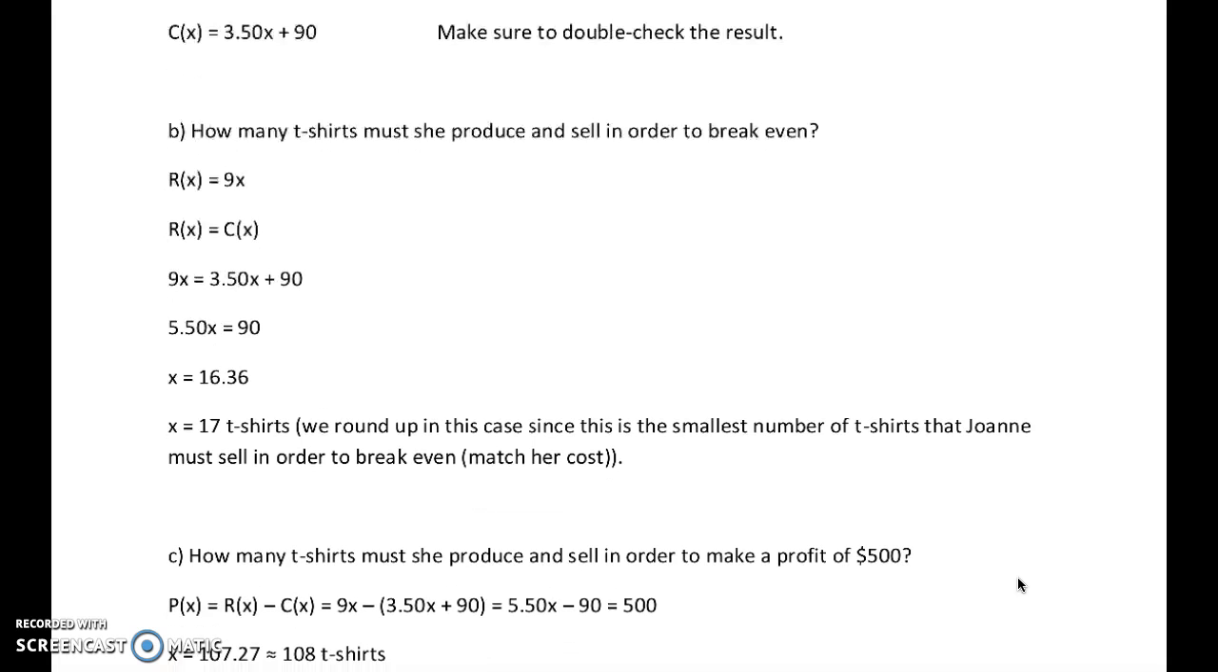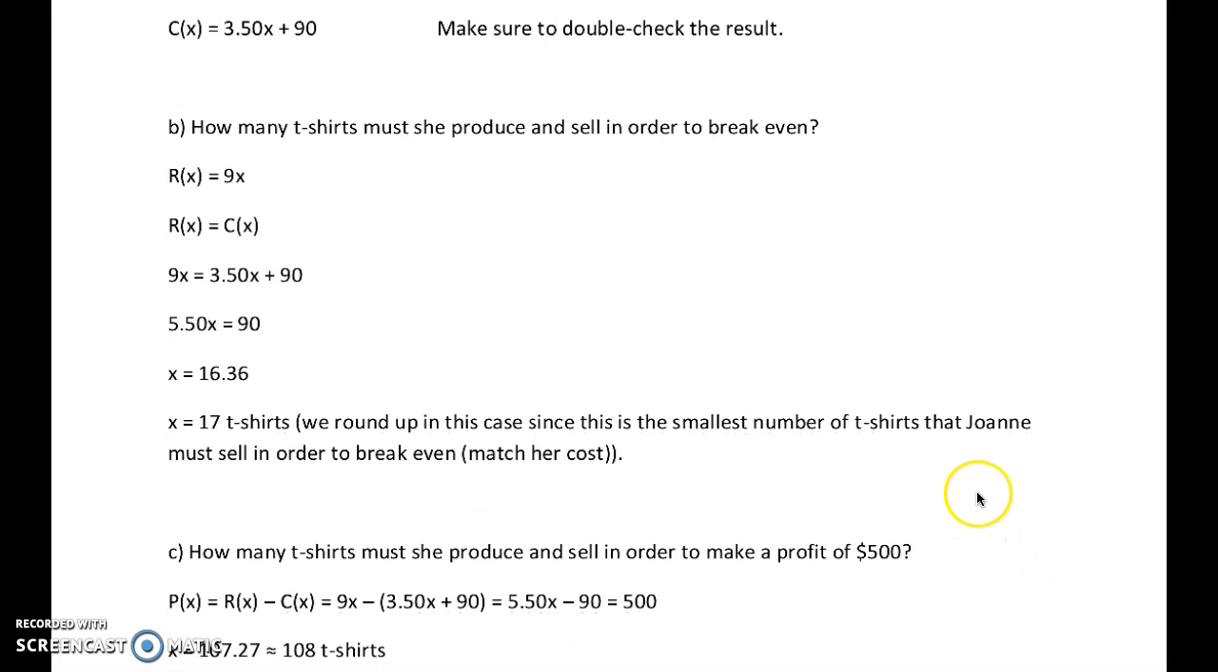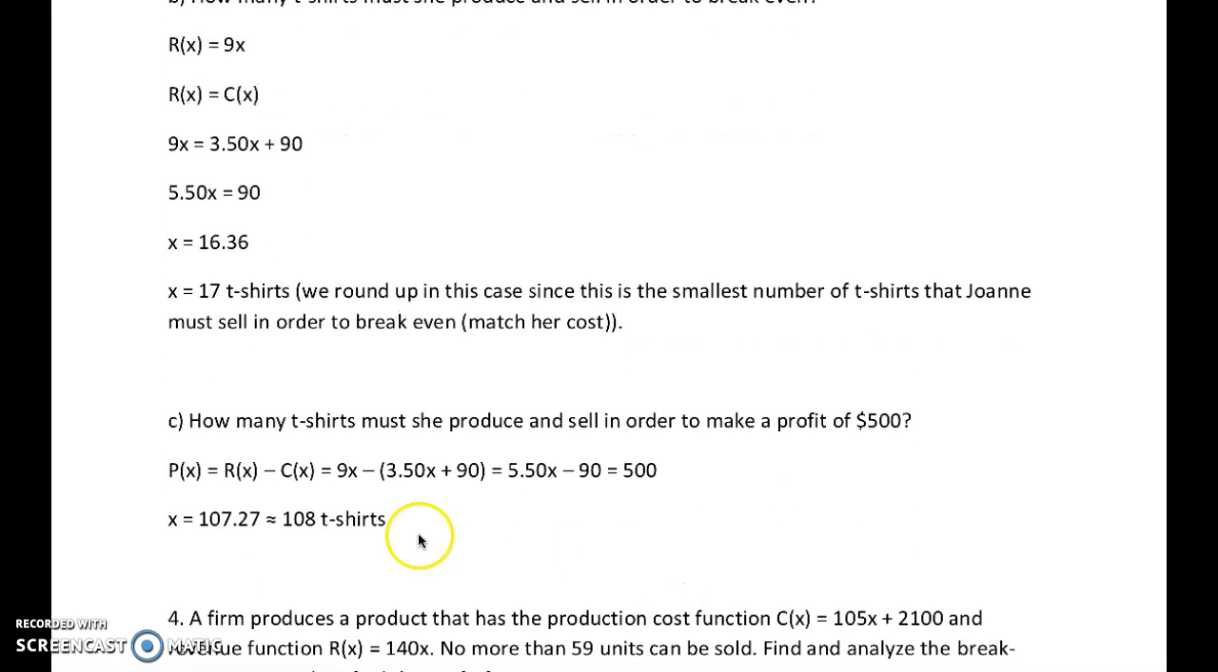And now we want to know how many t-shirts she must produce to make a profit of $500. Remember, our profit is revenue minus cost. And so when we take our revenue, 9x, minus our cost function, and set that equal to $500, we get 108 t-shirts. So in order to get $500, she has to sell 108 t-shirts, because remember this 107, we have to round that number up.